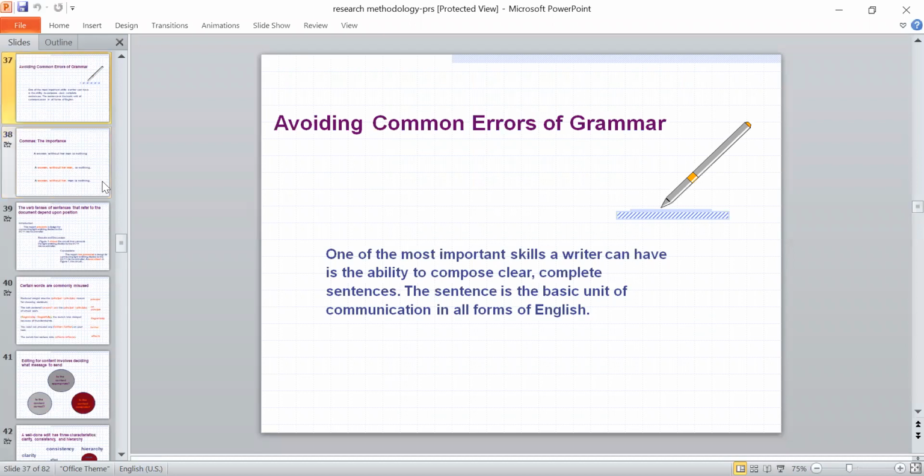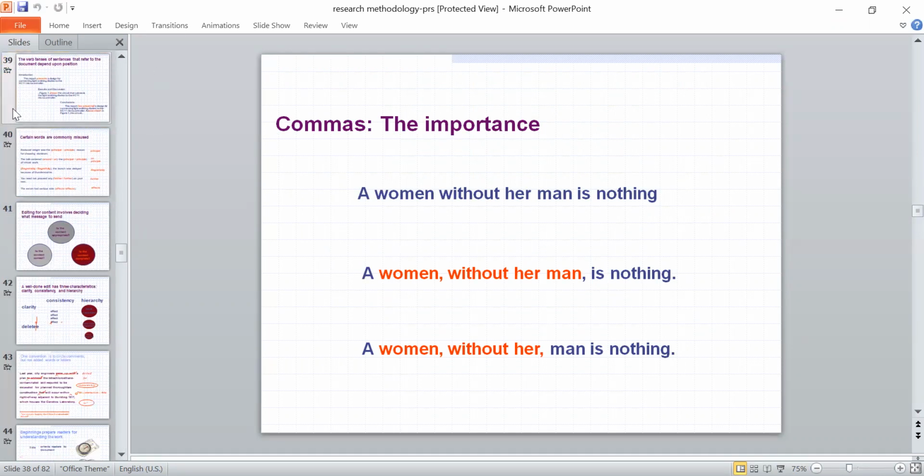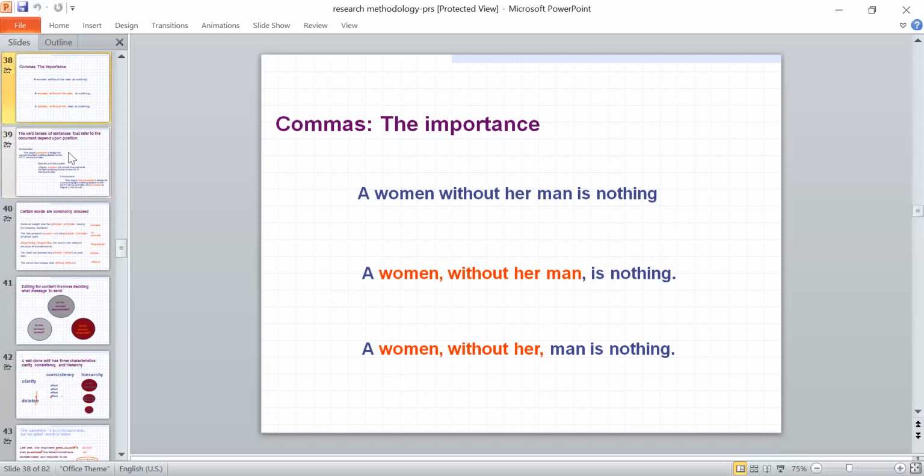Avoiding common errors of grammar. One of the most important skills a writer can have is the ability to compose clear, complete sentences. The sentence is the basic unit of communication in all forms of English. Commas and full stops are also what they check. The editor will check. Because we are editors of some journals, no? We used to see that. We even give comments when even a comma is not there. That's very important.